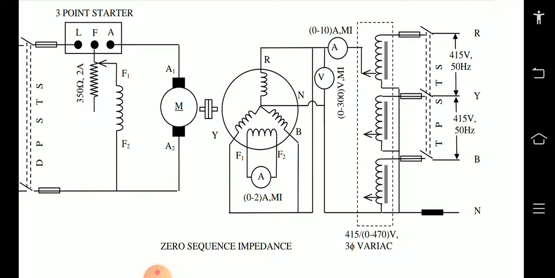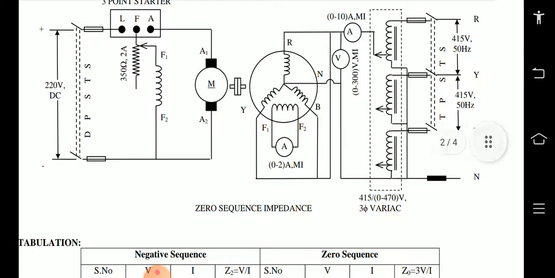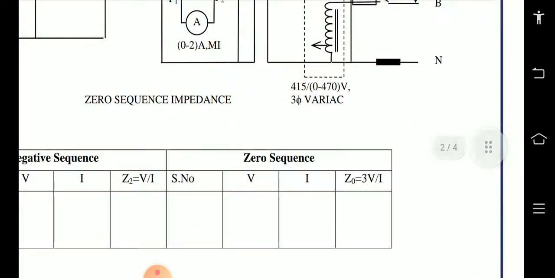After your rated current, you do not adjust or give any more excitation with your auto transformer. Okay, so this is the thing you have to do with your zero sequence impedance for an alternator circuit. And the main thing here is the zero sequence tabular column. So V and I will be noted for different excitation with the help of your auto transformer.